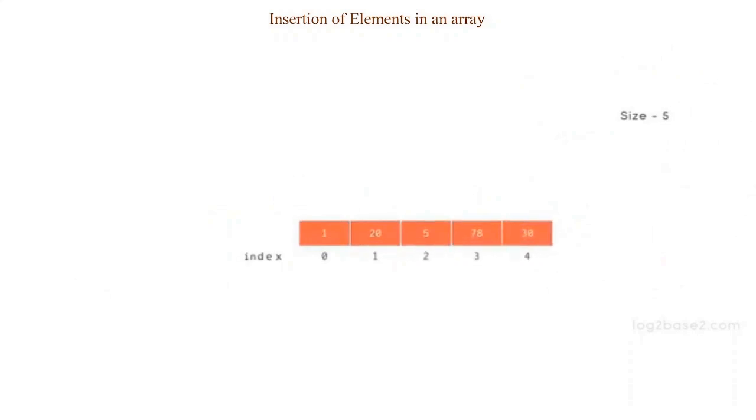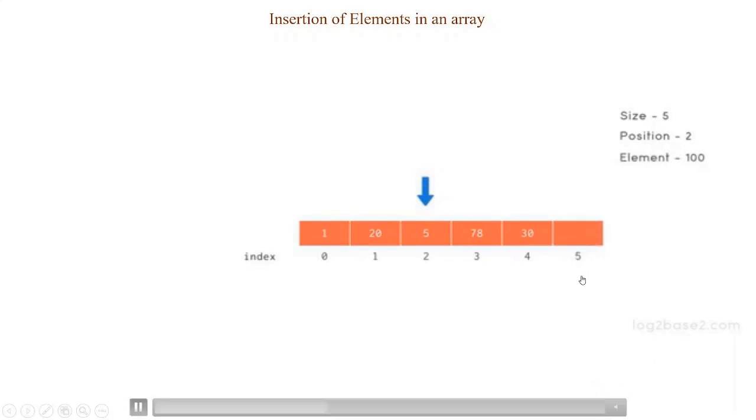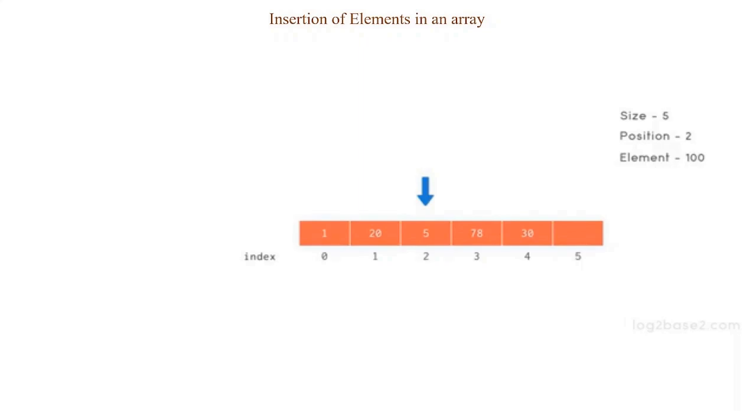Now take this array of size 5, with indices from 0 to 4. Here we want to insert an element at index 2, where 5 is already there. The new element to be inserted is 100. First of all, we need a new location, so size is incremented by 1. Now to insert 100 at index 2, first we want to make it free. So we want to shift 5, 78, 30 to the right side and make index 2 free.